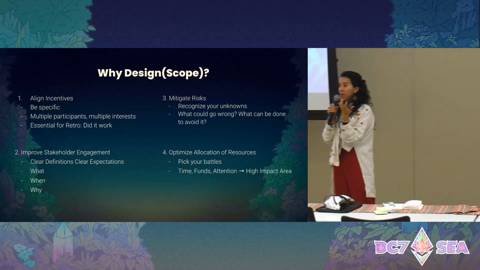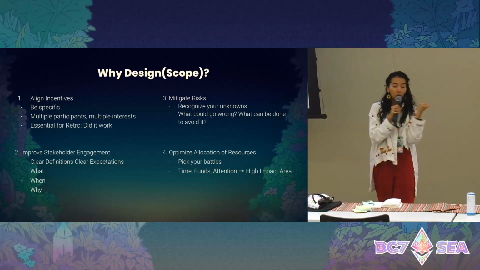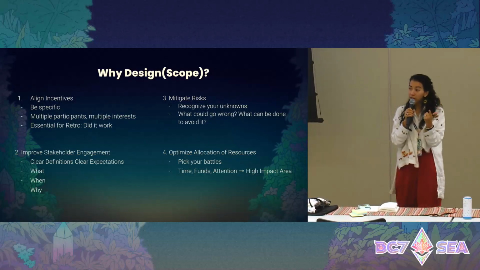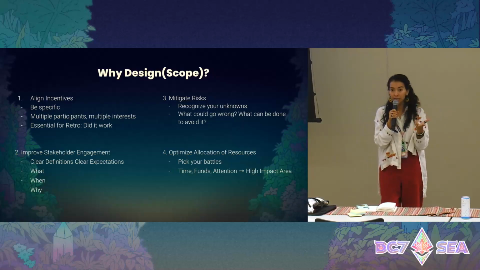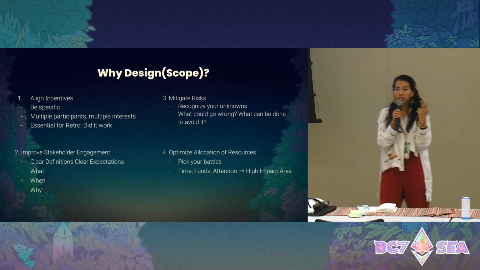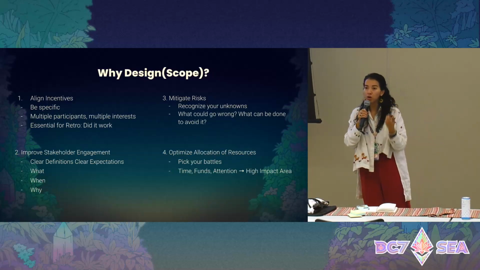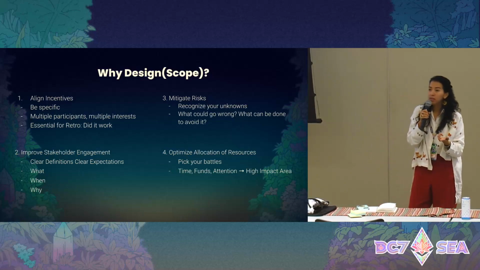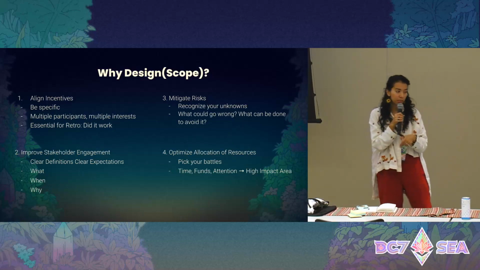Second, it's also going to help us improve the stakeholder management. This can be a very time-intensive process. So we want to make sure that people know what they are supposed to do, when they are supposed to do the things, and why they are supposed to do these things. If we're asking them to vote, if we're asking them to review projects, if we're asking them to provide specific data, we need them to understand why they're doing these things so that the RetroRound itself can be successful.